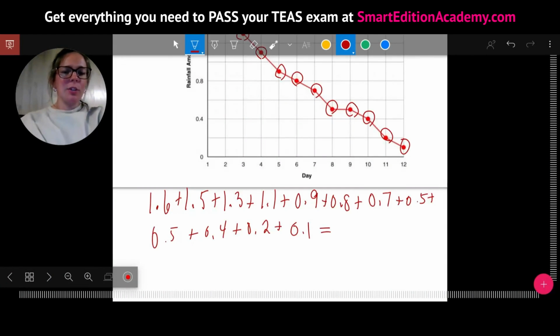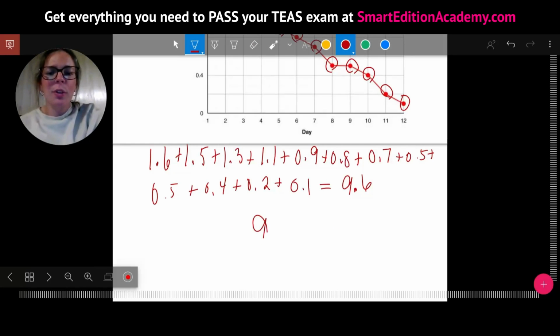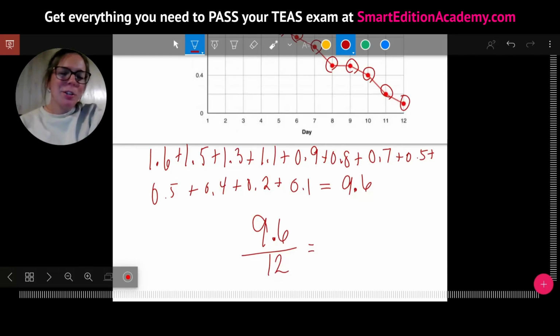Okay, so you can check yourself with me, make sure you agree with each of these data points, and when you add them together, you should get 9.6. Now, if I take that sum or that total divided by the 12 number of days, oh, this looks familiar. It's a different graph. But somehow we've got the same answer, which is kind of funny.